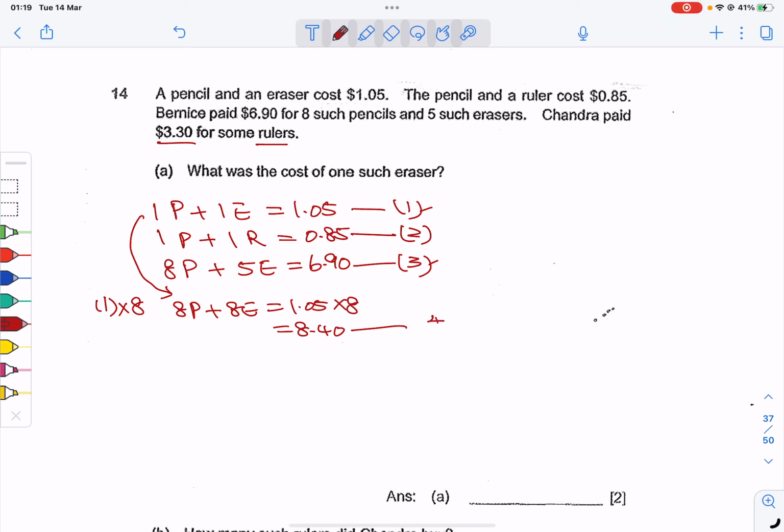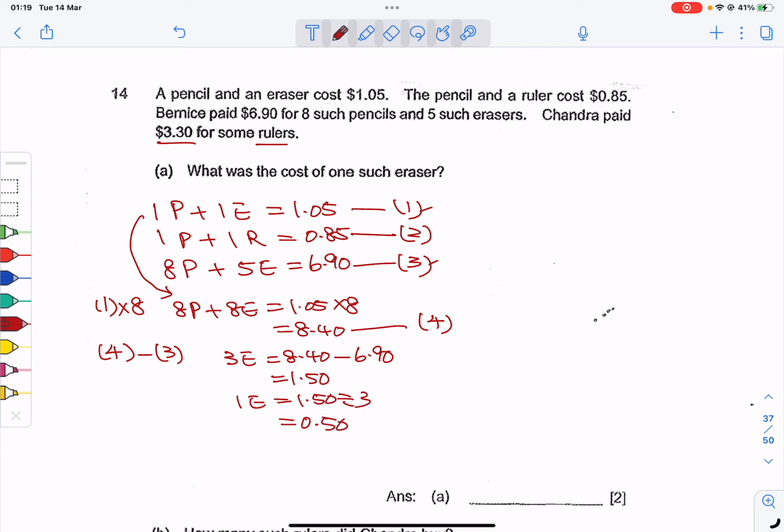Then we take statement number 4 minus statement number 3. So we take out the 8 pencils and 8 erasers minus 5 erasers. I'll be left with 3 erasers, which will be $8.40 minus $6.90, which is $1.50. So 1 eraser will be $1.50 divided by 3. It will be 50 cents. So this will be my answer for A, because we're looking for the cost of an eraser.